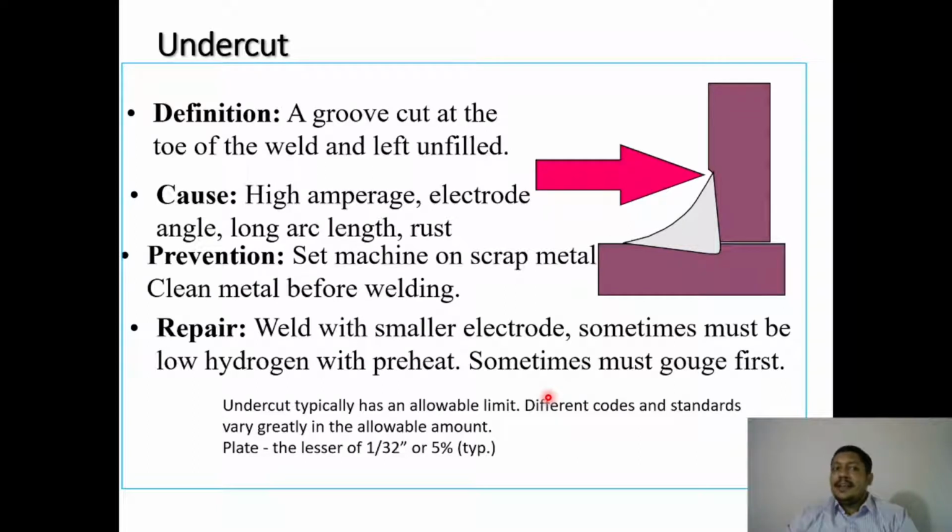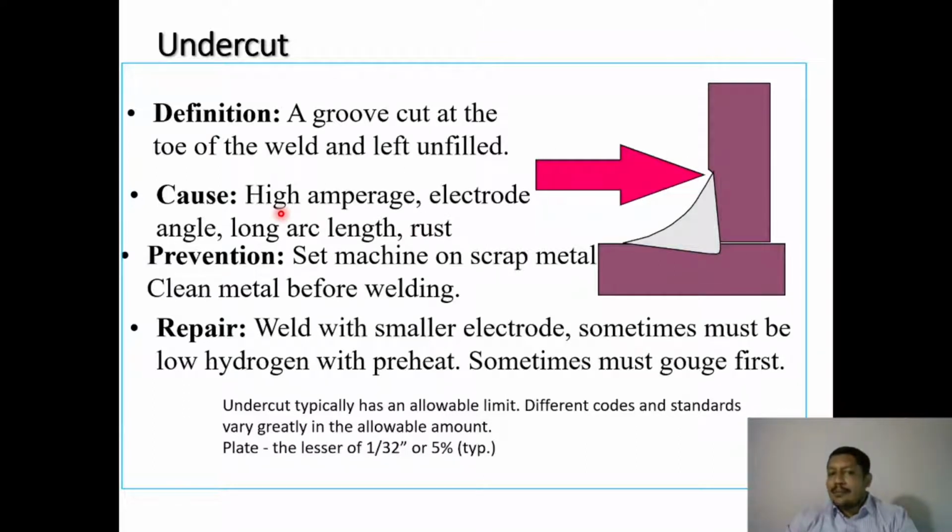The next defect is called undercut. You can see this is the case of a fillet weld. In the case of a fillet weld, the weld has happened on this edge, but you can see there is a gap on this side where the weld has not happened. So this is called the undercut: a groove cut at the toe of the weld and left unfilled.